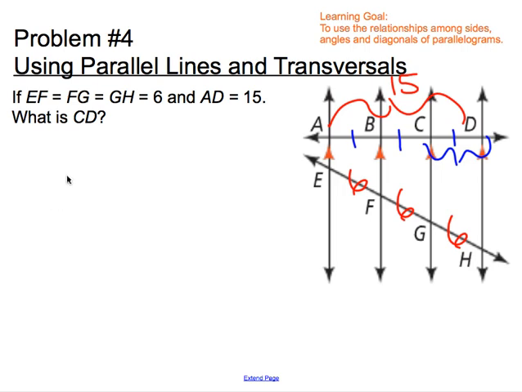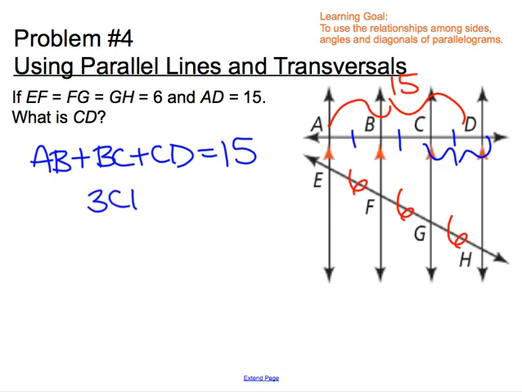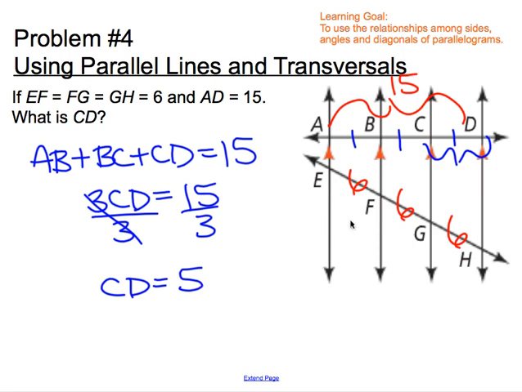If we have 3 parts, or AB plus BC plus CD, and that equals 15 by segment addition postulate, but all 3 are the same, then we know that 3 times the length of CD has to equal 15, because these are all the same. Dividing both sides of this equation by 3, we find that the length from C to D has to equal 5. So all of these are 5.